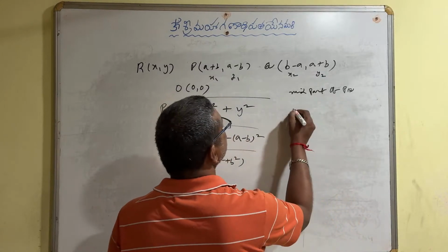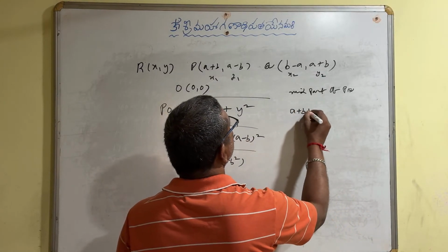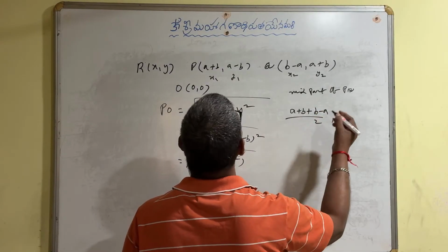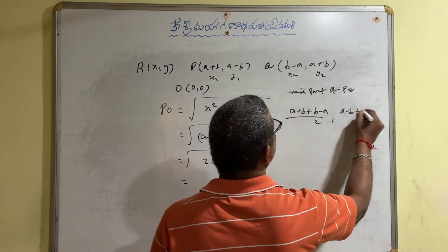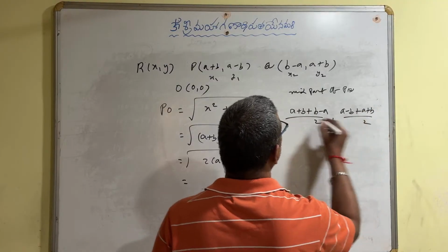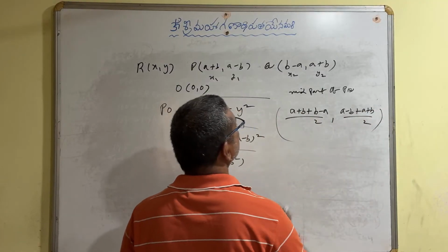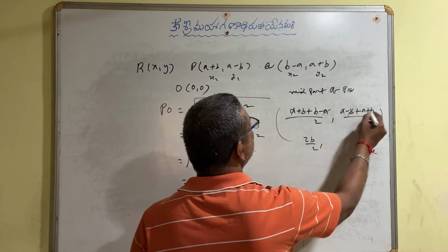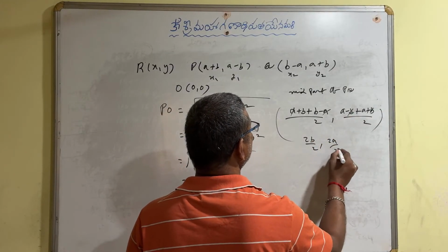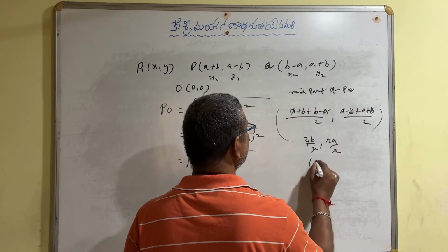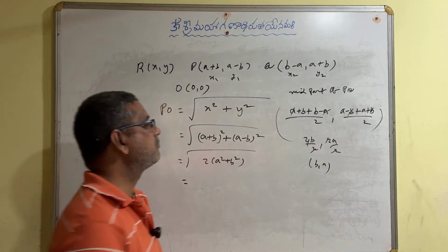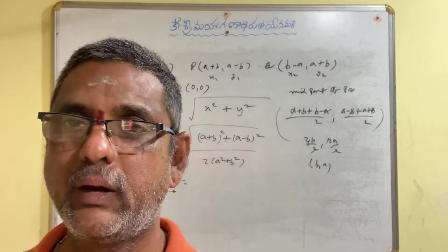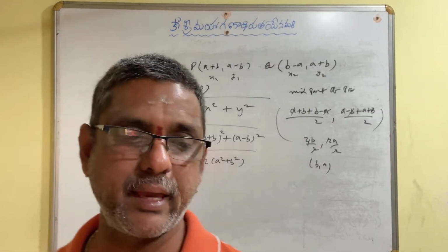So x1 means a plus b. (a plus b plus b minus a) by 2, (a minus b plus a plus b) by 2. So here minus a plus a cancel, 2b by 2 comma 2a by 2. 2 gets cancelled. So the midpoint of PQ is (b, a).